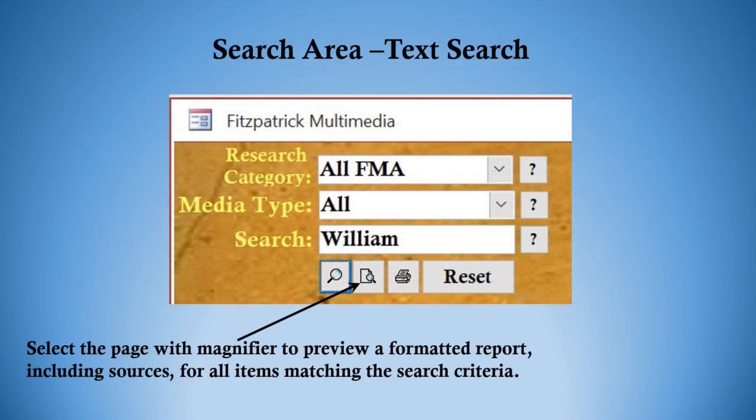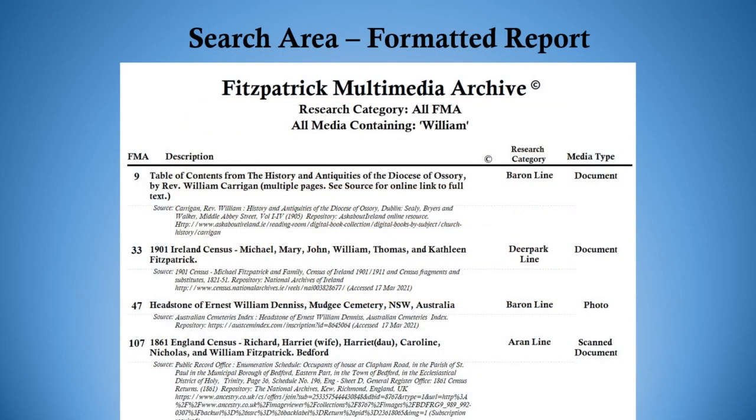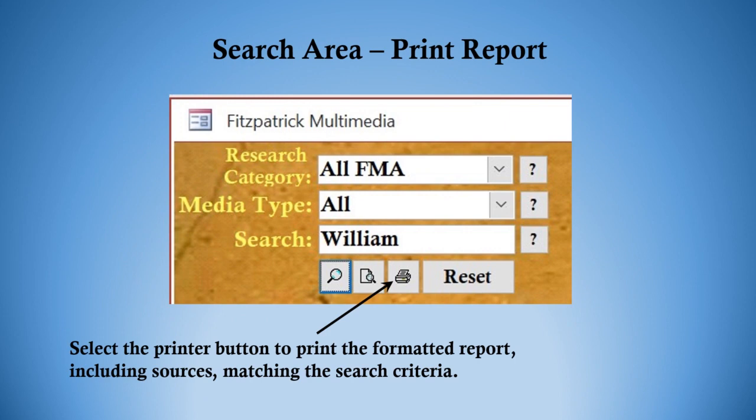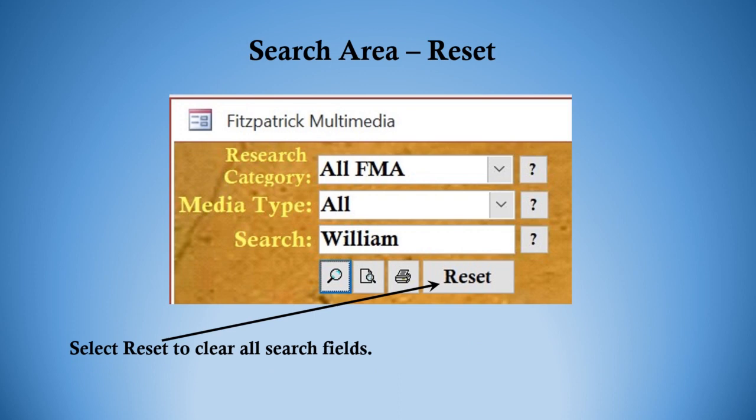A preview of the formatted report contains all FMA items that match the search criteria and displays the results to the screen. This formatted report includes all items that match the search criteria and the sources for each item. Selecting the printer icon prints the formatted report just shown to the default printer. Selecting Reset will clear the search fields and return them to their default values.